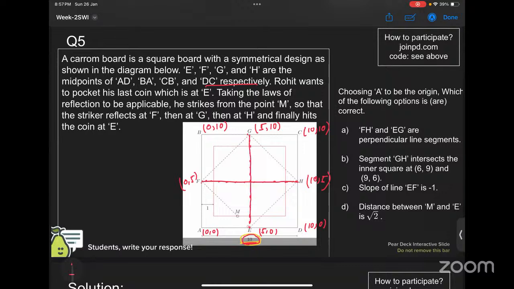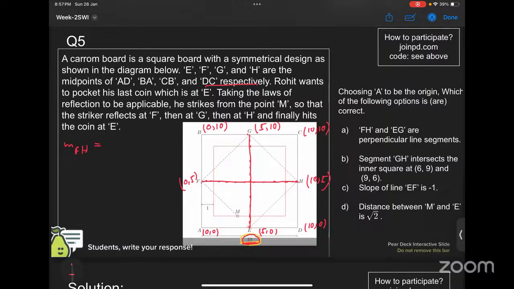We have the coordinates of both lines, so we can calculate the slope, right? Yes, ma'am. The slope of GH is undefined, no, ma'am? The slope product is -1. We can calculate the equation, right? Yes, ma'am.